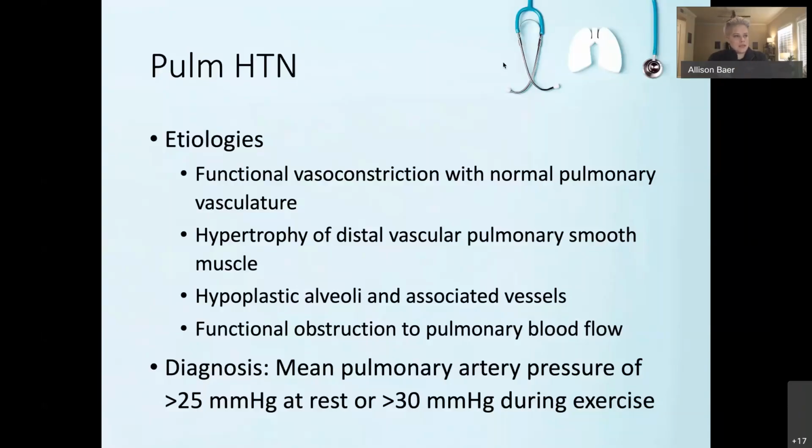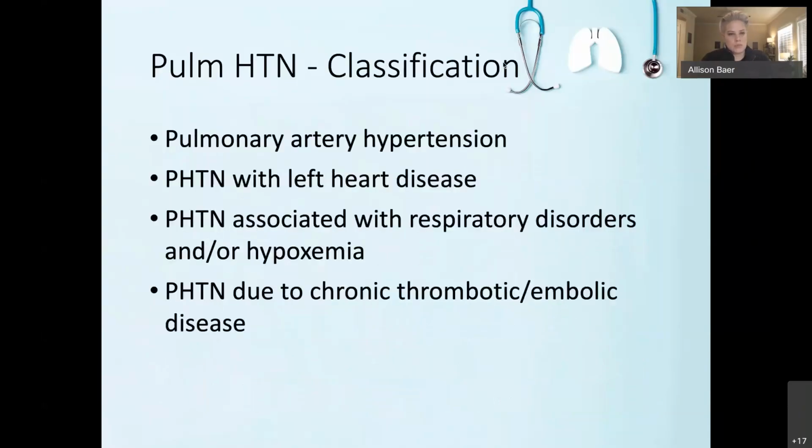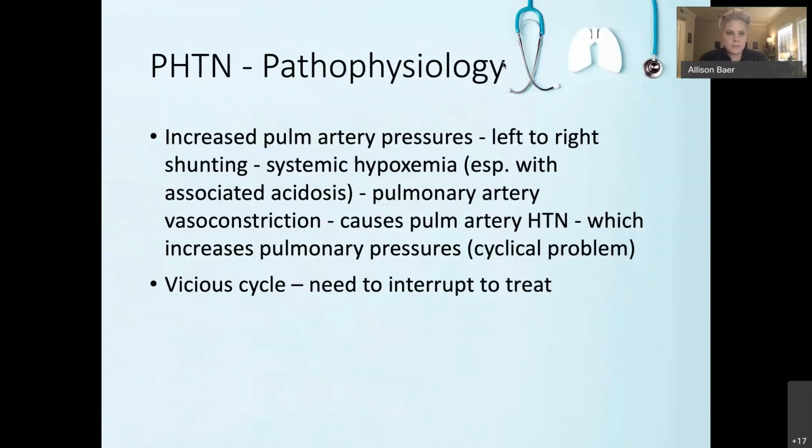So again, you can classify it in multiple different ways. Just primary pulmonary hypertension, you can have it along with left heart disease, because if you have left heart disease, blood's backing up, which can cause the pulmonary hypertension. It could be associated with respiratory disorders and hypoxemia, or due to chronic thrombotic and embolic diseases.